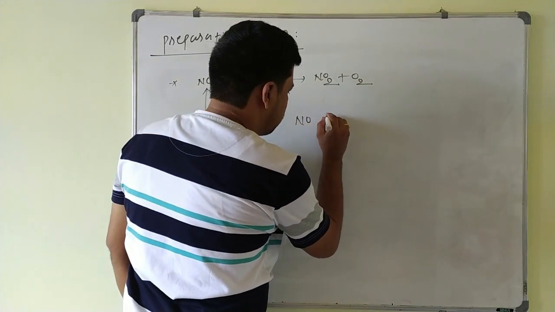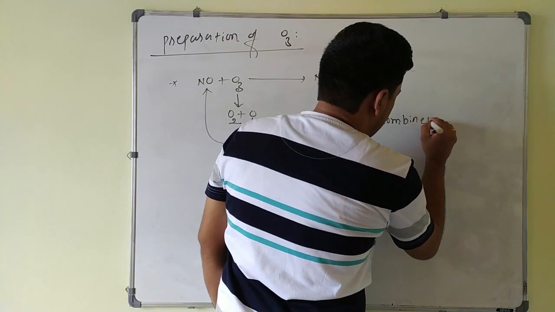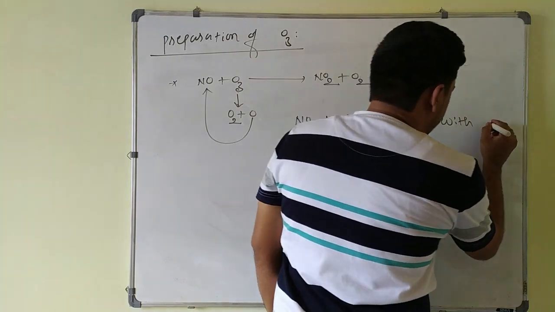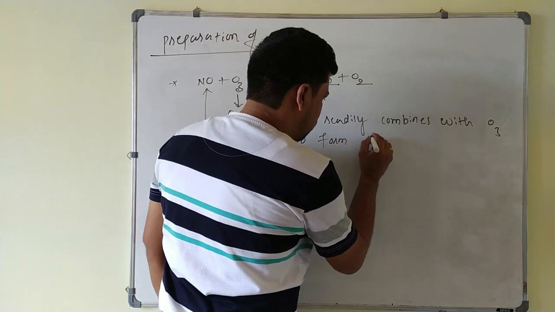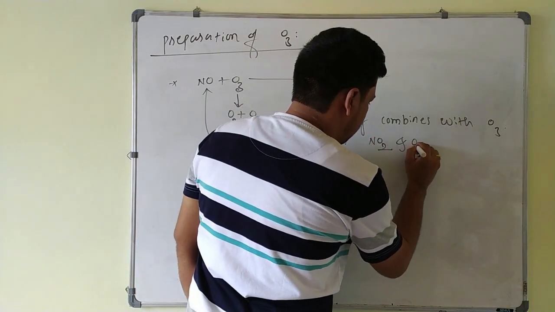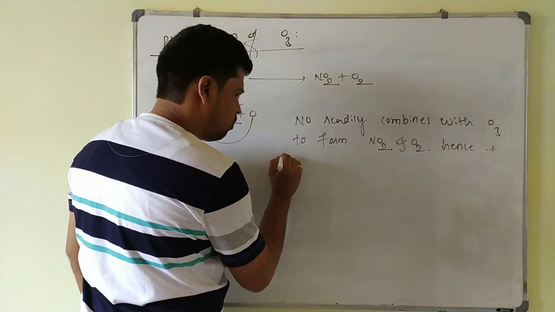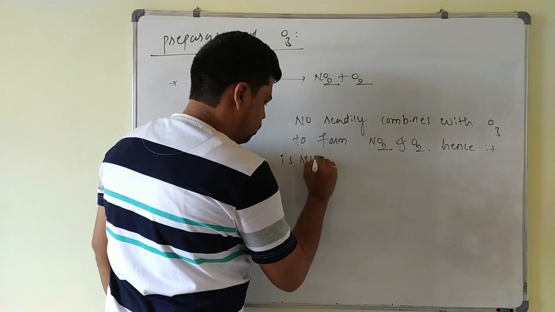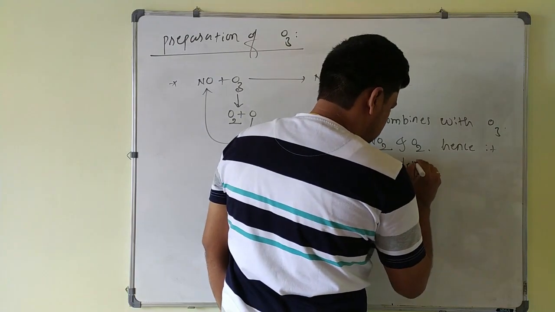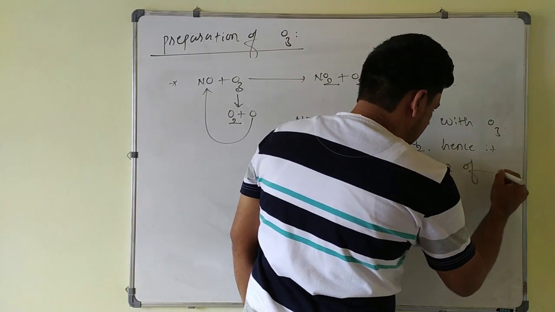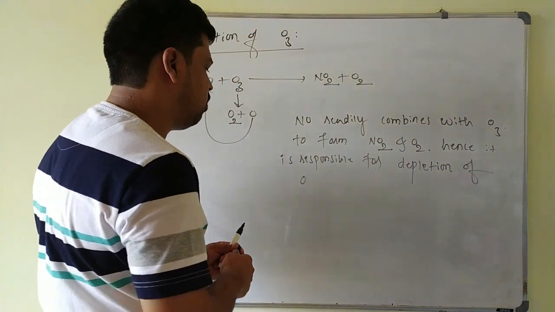NO readily combines with O3 to form NO2 and O2. Hence it is responsible for depletion of ozone layer.